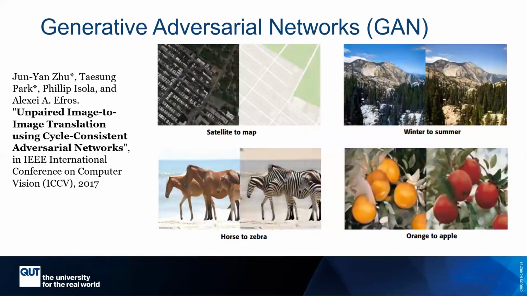Also, one of the types of GANs is used to convert, for example, from satellite to map, or winter to summer, or horse to zebra, or orange to apple.